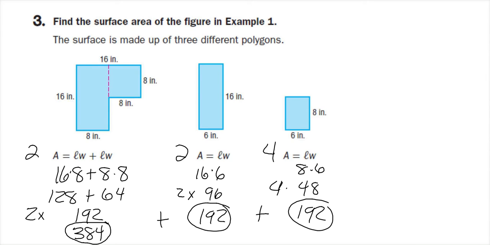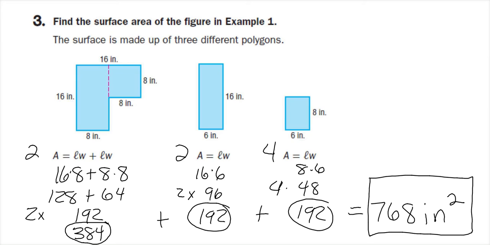Okay, so 384 plus 192 plus 192. We should get 768. Yep. 768, and that's going to be inches. Yeah, inches. And we're doing surface area, so that'll be inches squared. Okay. Make a big box around that one.